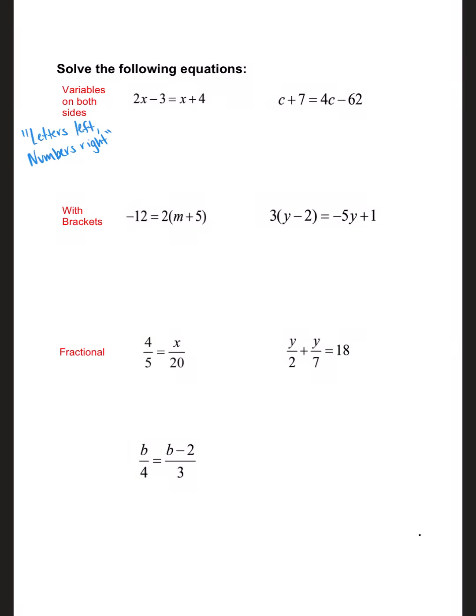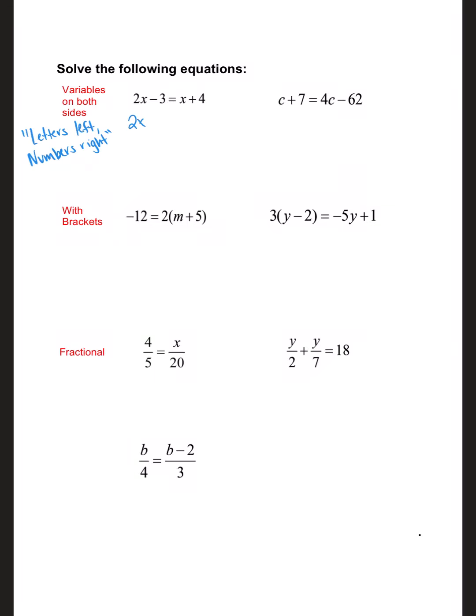Because we tend to read things like x equals 5 or y equals 6, right? So as we're reading it, we generally read it letters to numbers. So when we're trying to simplify an equation, I'm going to try to move all my variable or letter stuff to the left and my number stuff to the right. So I have 2x minus 3 equals x plus 4. I'm going to move my x's to the left and my numbers to the right.